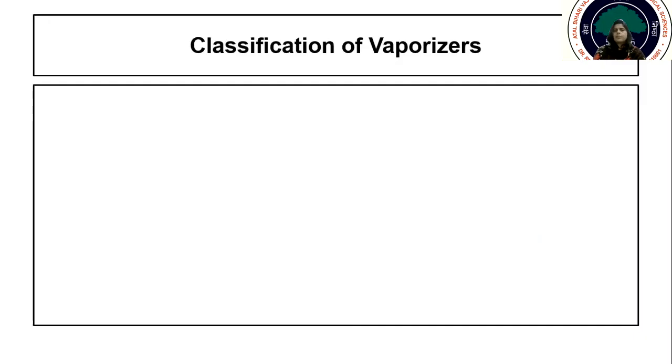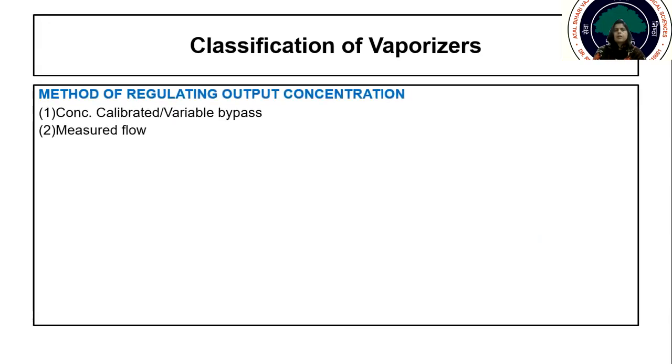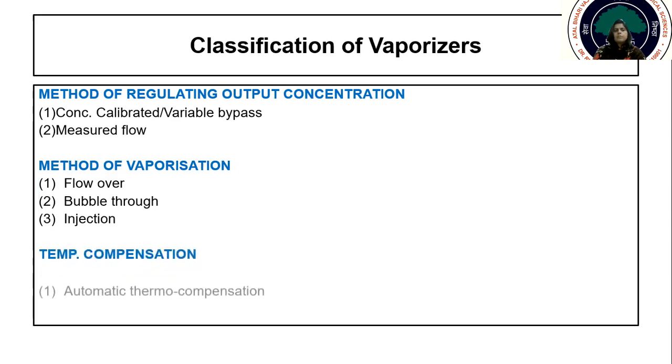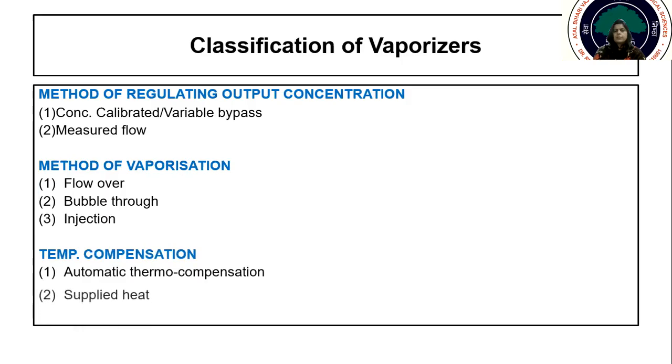Now coming to classification of vaporizer. We'll classify the vaporizer in the form that we are able to understand the vaporizer better. Method of regulating output concentration. On this basis, vaporizer can be concentration calibrated, variable bypass, or measured flow type of vaporizer. On the basis of method of vaporization, they could be flow over, bubble through, or both, or injection type of vaporizer. On the basis of thermocompensation, a vaporizer can have automatic thermocompensation or due to supplied heat or even electronic thermocompensation, or there may be even no thermocompensation.